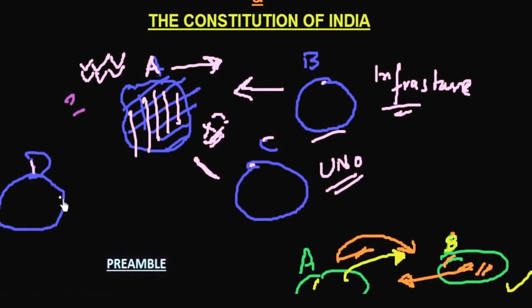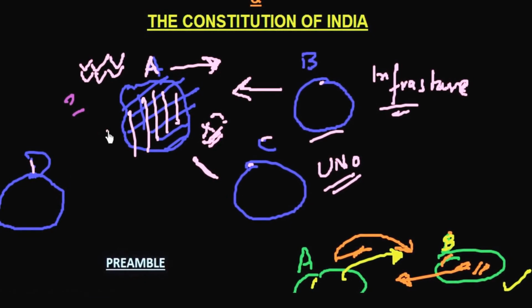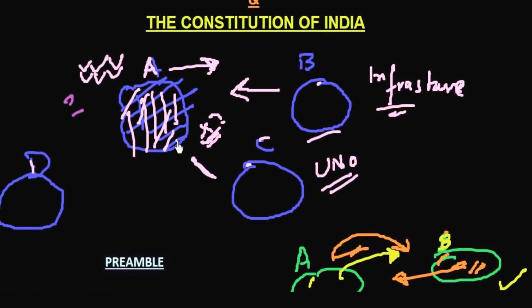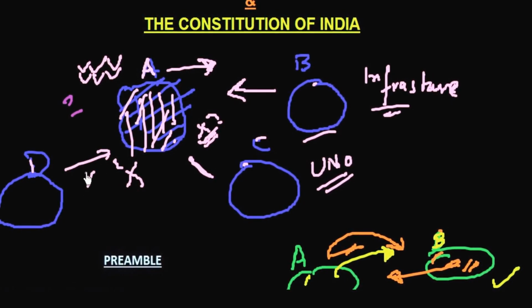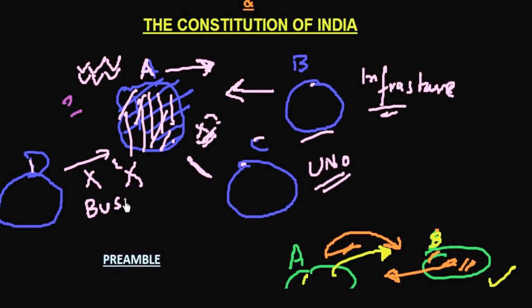And in that sense, country D can also say, okay, if you are doing that thing, what UNO is suggesting that you should not do, and if you still do it, then I will not go for any kind of business with you.